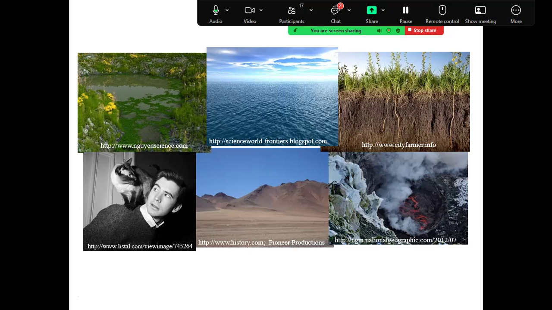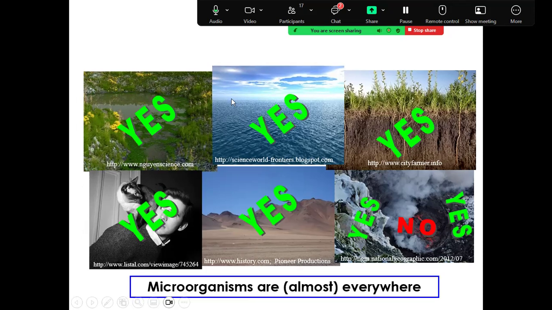No? That's correct. That's the only place you would not find life, essentially on the planet Earth, is wherever you have lava or magma. Those are too hot for life to exist. But around the rock, we do have life there, there, there. So microorganisms are almost everywhere on the planet Earth.